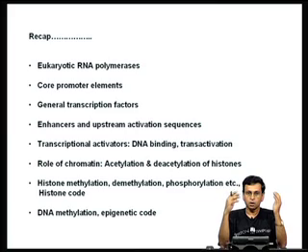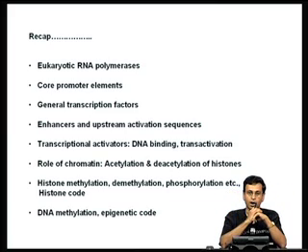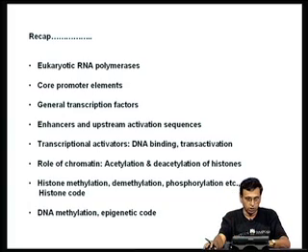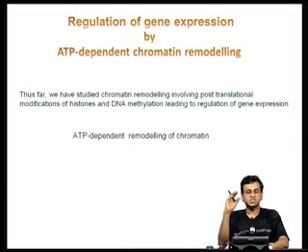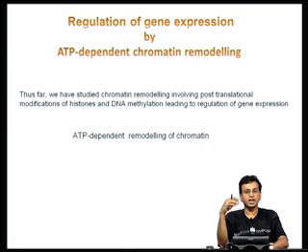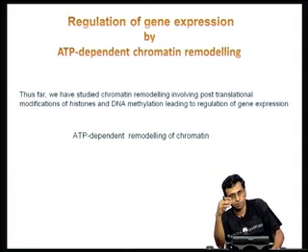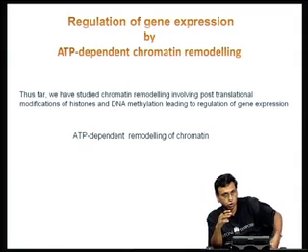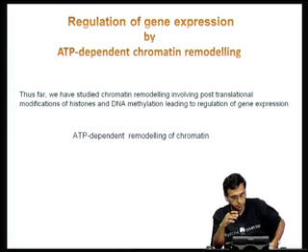This is the crux of what we have discussed so far, and today we are going to discuss another very important and new area of investigation in eukaryotic gene regulation: chromatin structure can also be modified not only by modification of the histones or histone tails, but also by an ATP-dependent chromatin remodeling mechanism. This is what is going to be the focus of today's discussion.